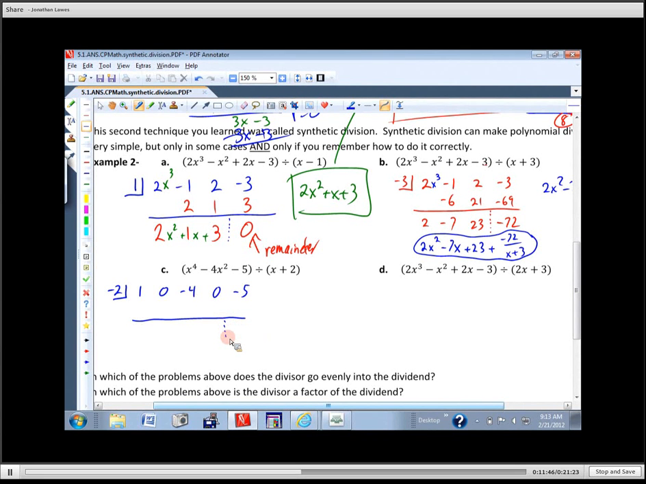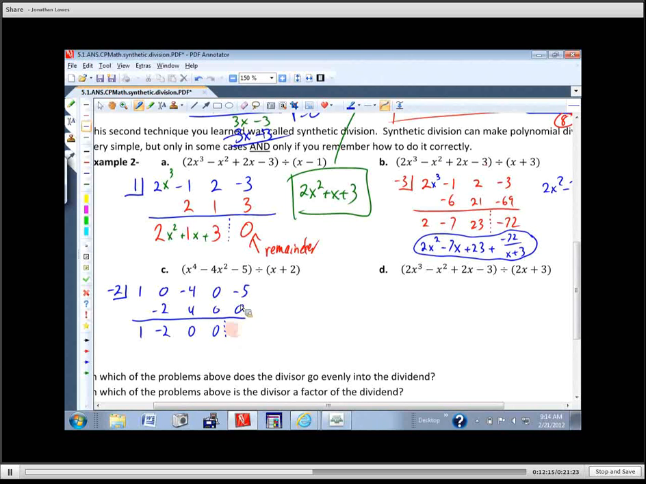Do a little dotted line there. That'll remind us that the remainder's coming after that. And again, make sure that you've set it up correctly. If you set it up correctly and you remember the simple process, the answers are easy to get. So bring down, multiply, add. Multiply, add. Multiply, add. Multiply, add.